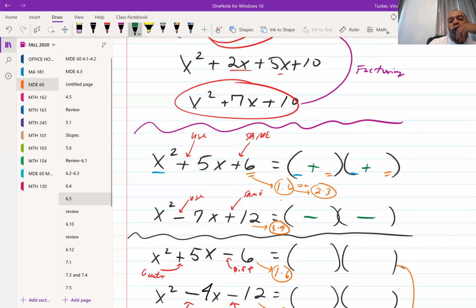All right. So before we go any further, make sure we're okay with that. You go to the back sign first. Sorry about that, I had to sneeze. So go to the back sign first. If it's positive, that means both of your signs in your parentheses will be the same. And then the first sign tells you which sign they will be.